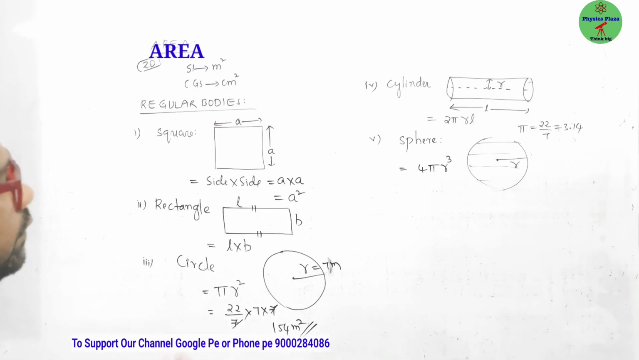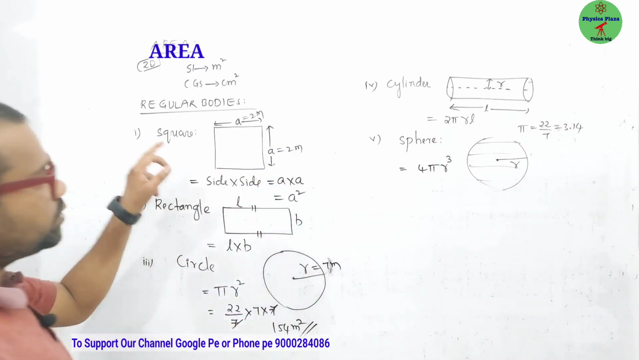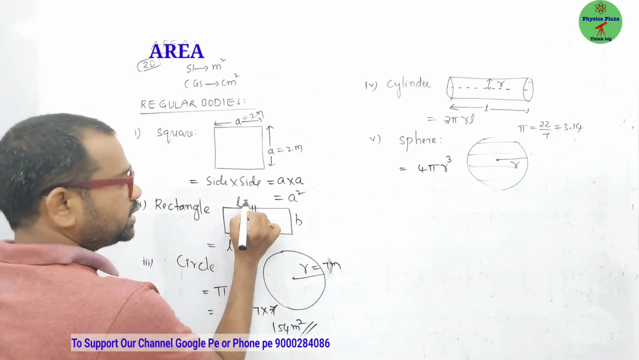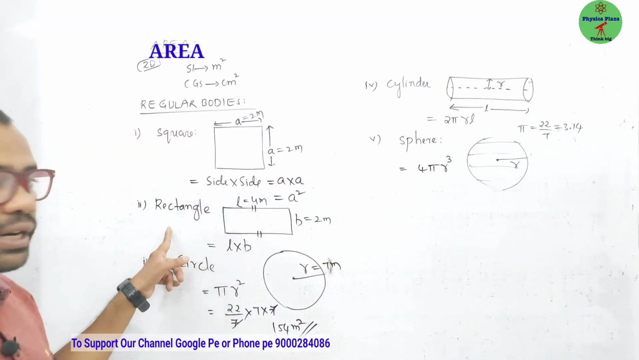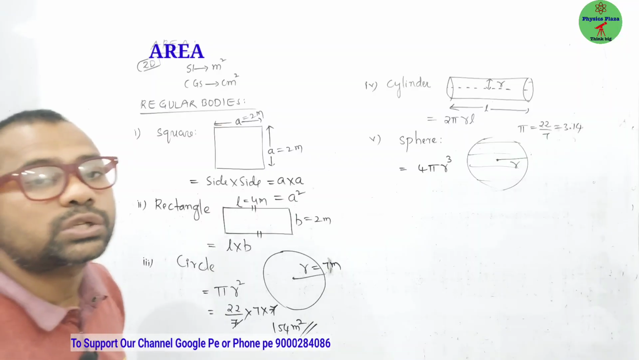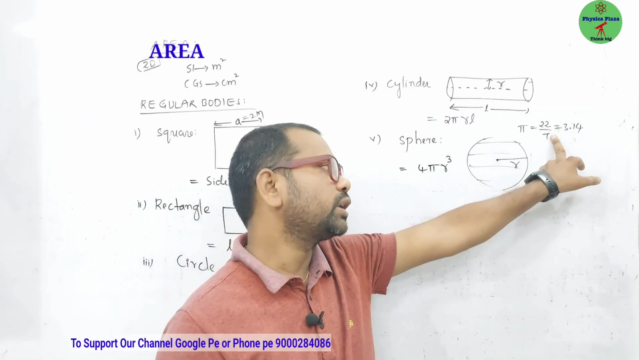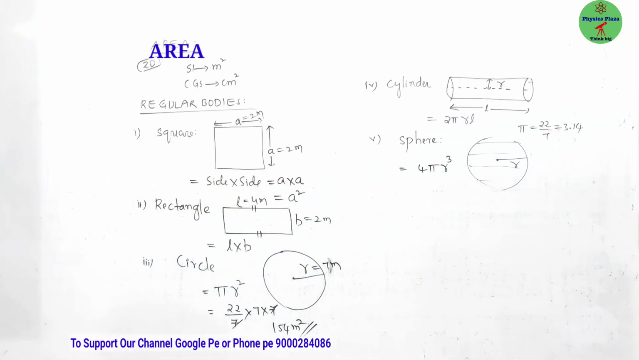Anything you can take. For example, if this side is 2 meters and this side is 2 meters, the area of the square will be 2 into 2, 4 meters square. For example, if this side is given as 4 meters and this is 2 meters, then the area of this rectangle is 4 into 2, 8 meters square. Wherever pi is there you can substitute 22 by 7 or even 3.14 to get it. So this is how we can calculate the area of the regular bodies.